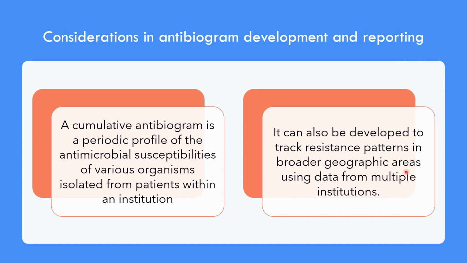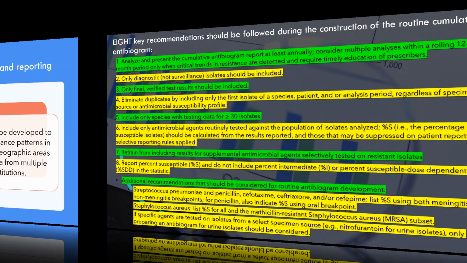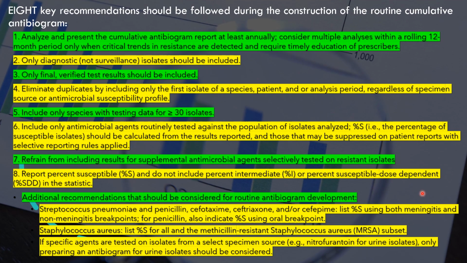For example, we can have multiple institutions studying their antibiograms. So we have 8 key recommendations that should be followed when constructing a routine cumulative antibiogram. If you can follow me here. The first recommendation is that you need to analyze and present a cumulative antibiogram report at least annually. So you need to have an antibiogram in place at least once a year.